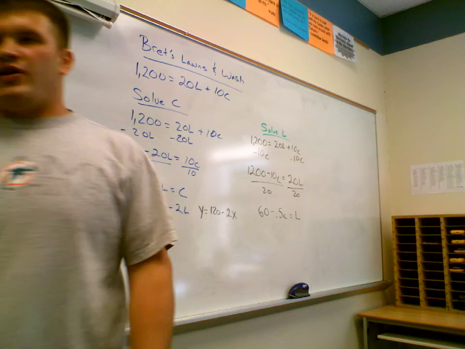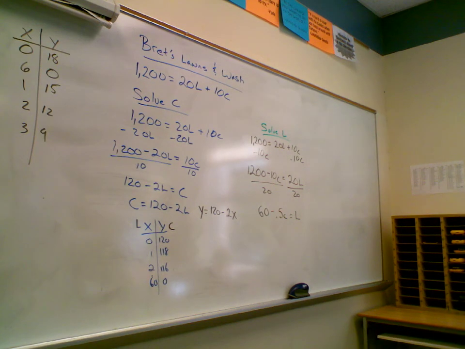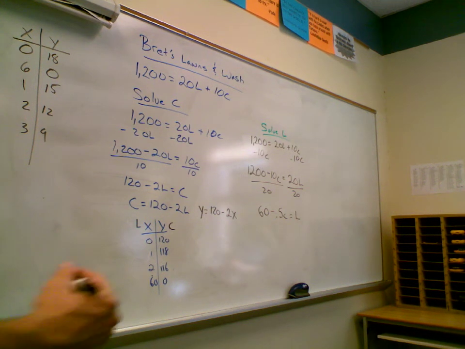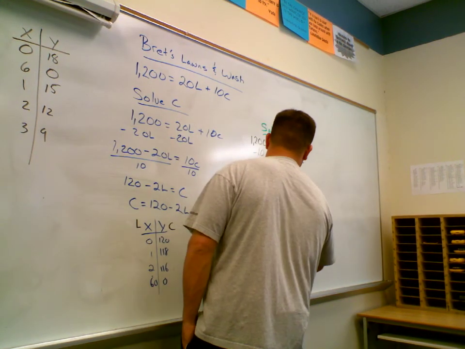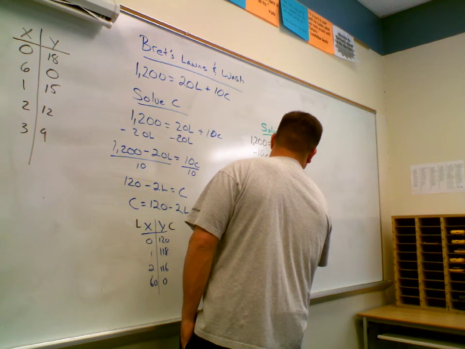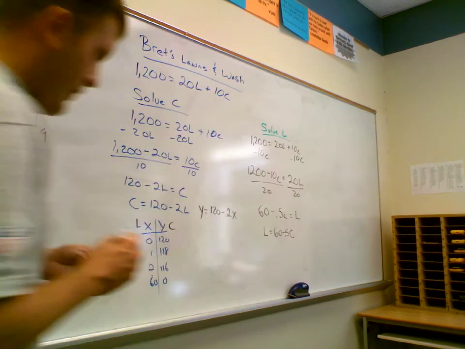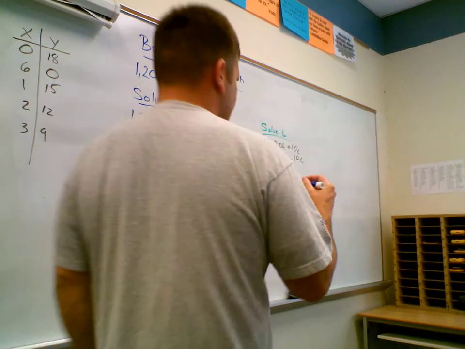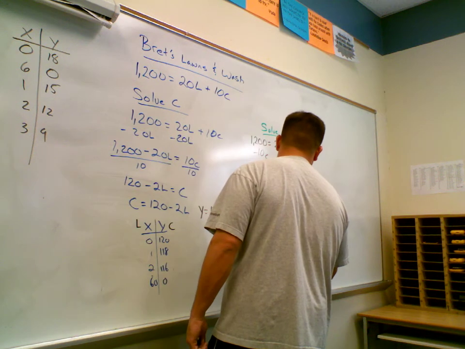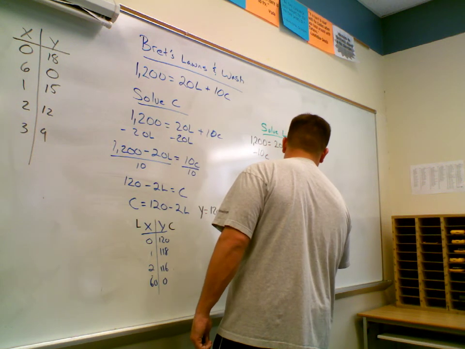So now we've solved for L, haven't we? So it's 60 minus 0.5C equals L. And I can flip that around, can't I? So it ends up being L equals 60 minus 0.5C. Oh, I forgot my minus sign. Now when I plug that into my calculator, what is my Y? L. What is my X? C. So we plug this in as Y equals 60 minus 0.5X.